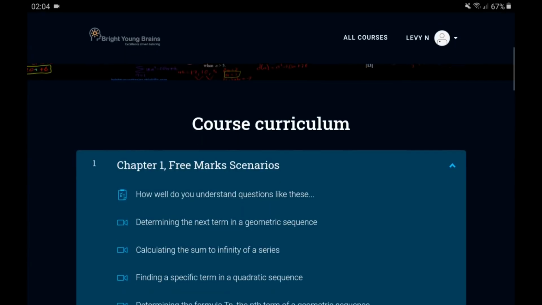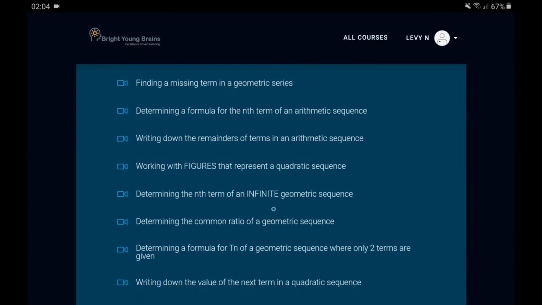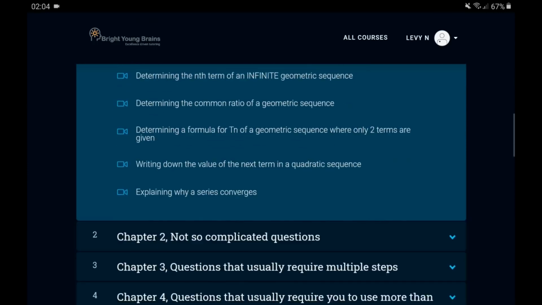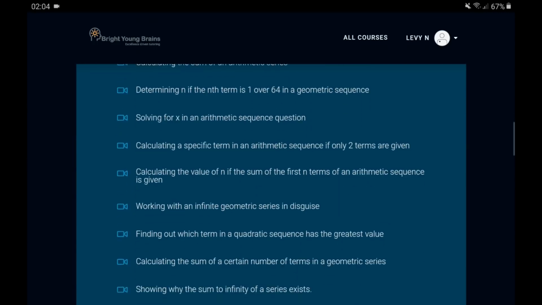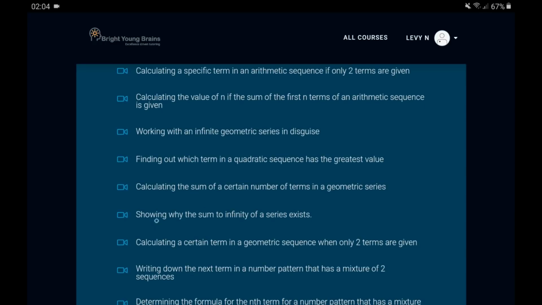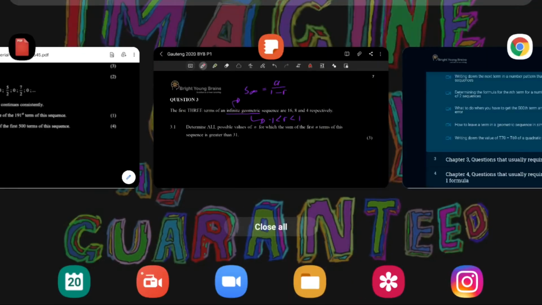And looking at the course curriculum, you see there's chapter 1 here, which is like 3 mark scenarios. But then you can see there are certain questions where these are the kinds of words that are highlighted. You see, determining the nth term of an infinite geometric sequence, because obviously we need to know what those keywords mean. And let's see what other keywords. Well, yeah, you see, showing why the sum to infinity of a series exists, blah blah blah. I think you get the idea.